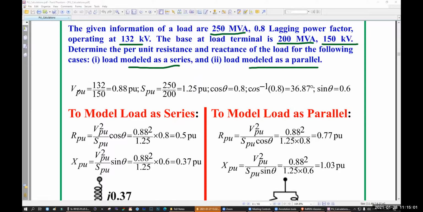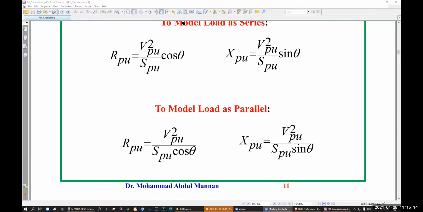So you have to find out the voltage per unit first, S per unit first. Cos theta is already given. You have to find out the sin theta, right? Got my point? Yes, sir. Because you need voltage per unit, you need S per unit, you need cos theta, and you need sin theta. In all cases, right? These are the 4 things you need.